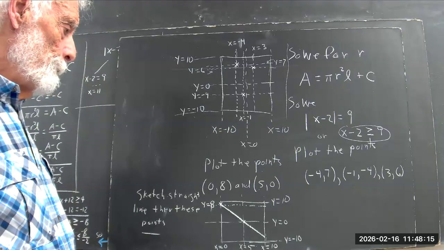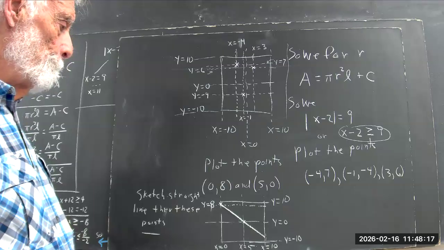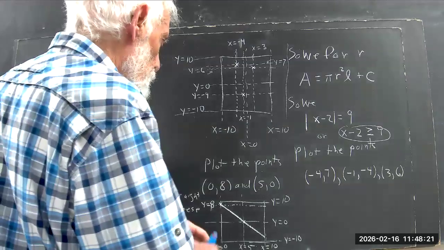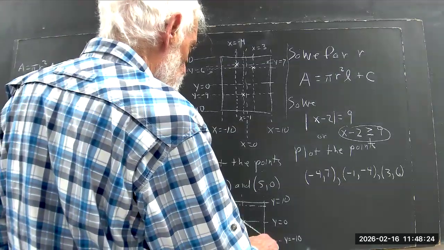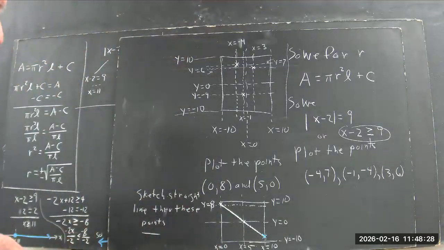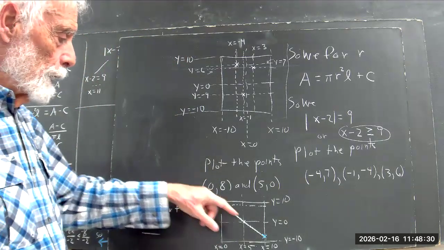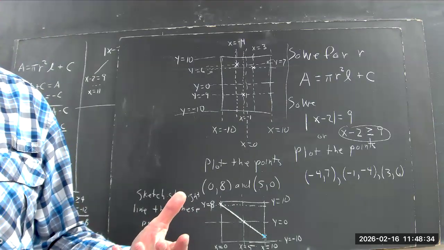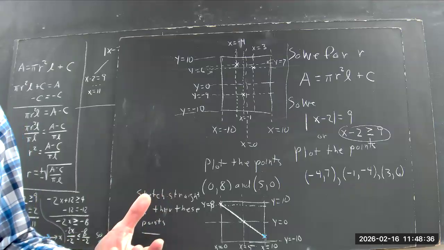So anybody want to tell me what the x coordinate of the point is? You have to tell me by holding up fingers. What's the x coordinate of the point where that line leaves the rectangle?